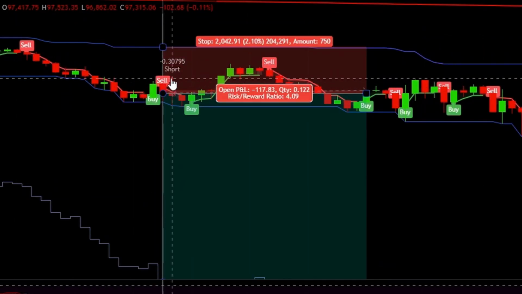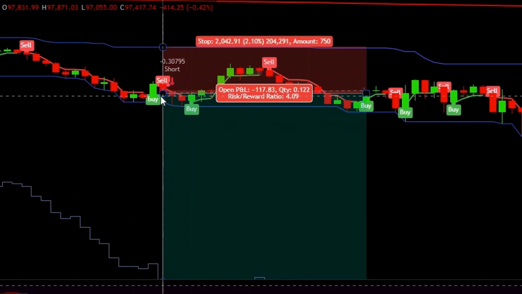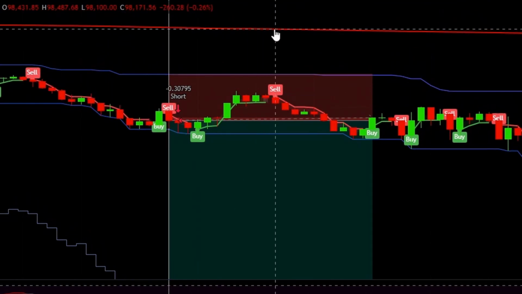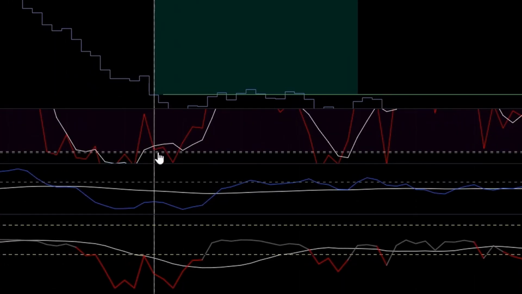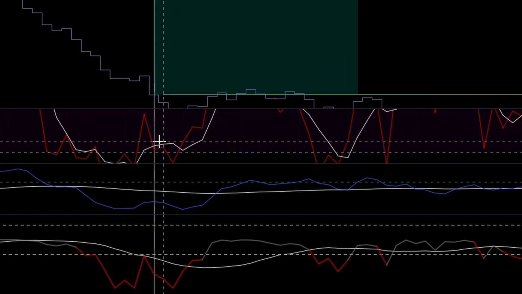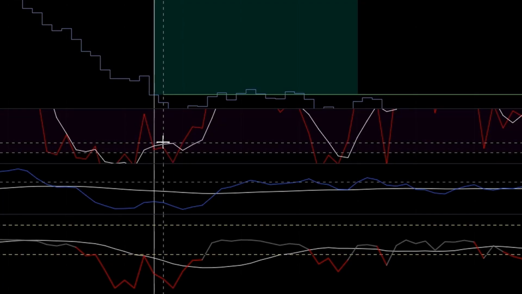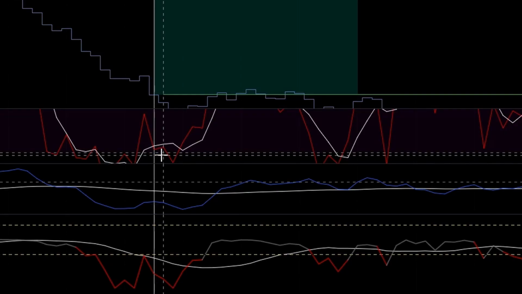For a valid short entry, the Supertrend first must give a sell signal, which is here. The price needs to close under the VWAP, which is up here. On the stochastic line, the stochastic needs to be under the stochastic D line, but it needs to be above the lower limit, which is 15, this dotted line. Right here, the red line is under the white line, which is good, and the red line is also above the 15 level, so this condition is also met.